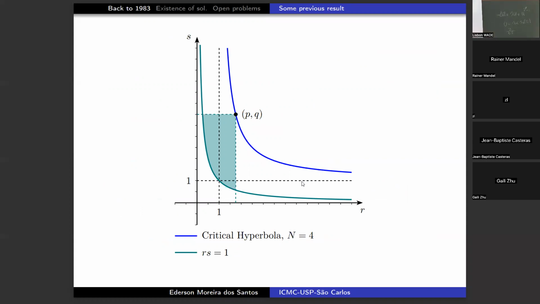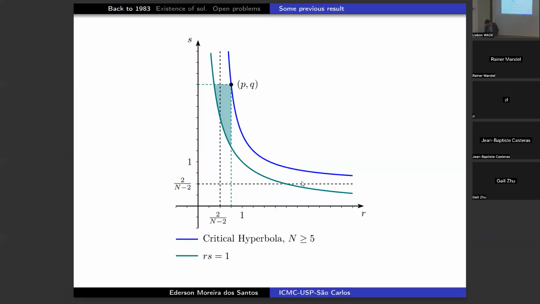So we take any p, q on the critical hyperbola, and any pair r, s, which is lower order perturbation with respect to p, q, and one homogeneous when we are on this line here, or superlinear. So for every pair r, s, we manage to get a solution.